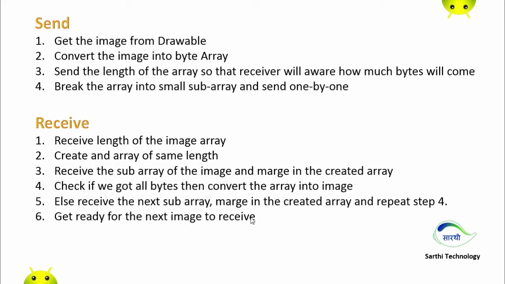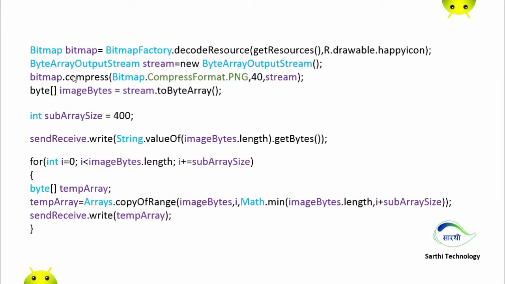Okay, so let's have a look at how to implement this in Java. So this is the sender side. When we click the send button, first an object of bitmap will be created, and here bitmap equals BitmapFactory.decodeResource, and what resource we are going to decode, that is R.drawable.happy icon. This is the image that we are going to convert into the bitmap.